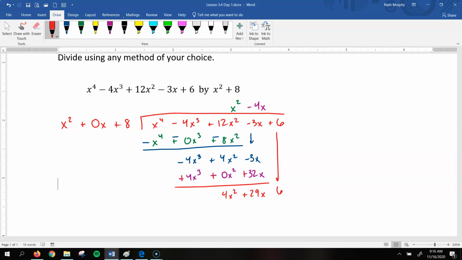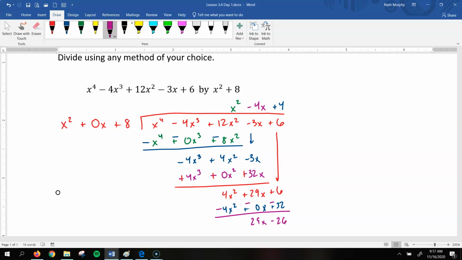So now I want to ask myself, okay, well, what would I multiply x squared by to get 4x squared? Well, that would just be 4. So distribute the 4 through, and we get 4x squared plus 0x plus 32. By the way, this would have been a plus 6, positive 6 there. All right, so next I'm going to distribute a negative through. And now when we combine these, the x squareds would be 0, 29x minus 0x would be just 29x, and 6 minus 32 would be negative 26. And that would be our remainder.